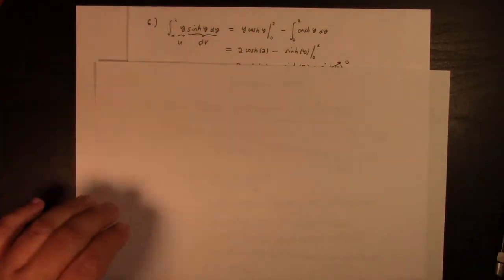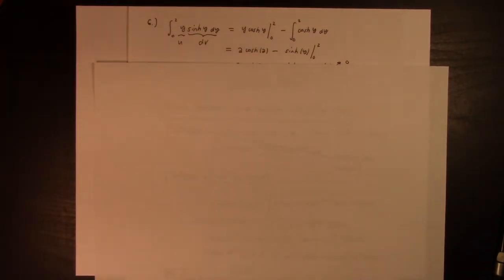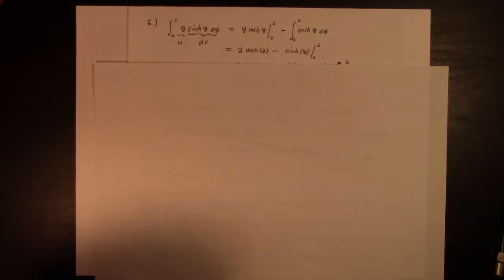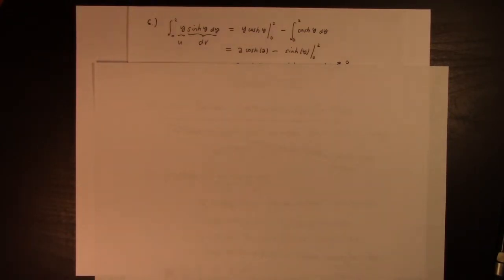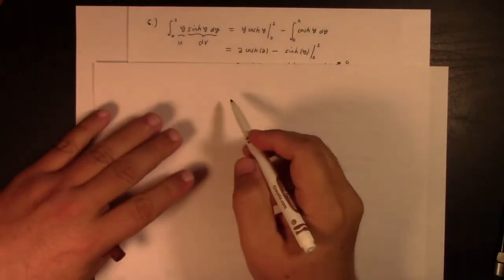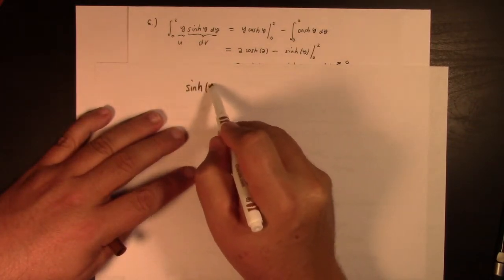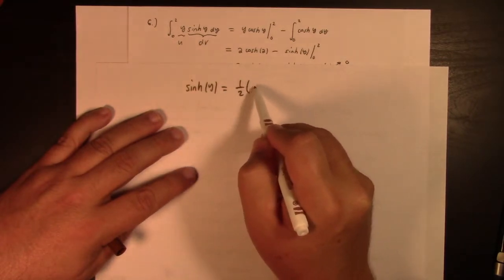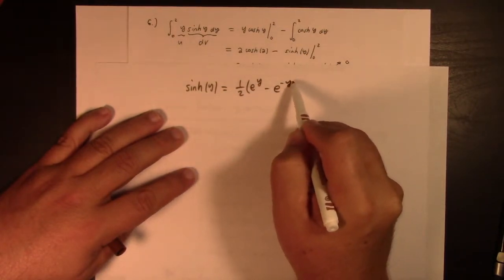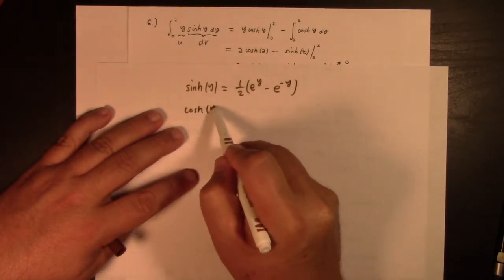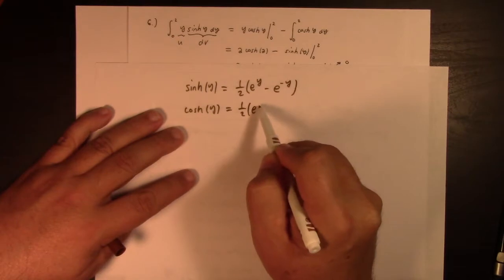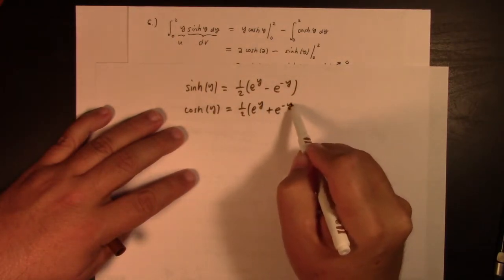So just in case you didn't know, let me pause here for just a second to mention a fact for you. Sorry to break the flow of this one, but it occurs to me I should probably say this here. Sinh of y is 1/2 (e to the y minus e to the minus y). Cosh of y is 1/2 (e to the y plus e to the minus y).